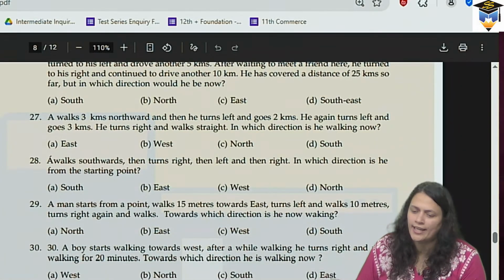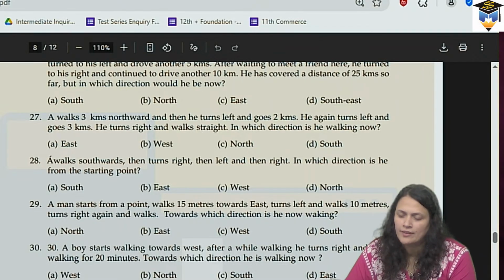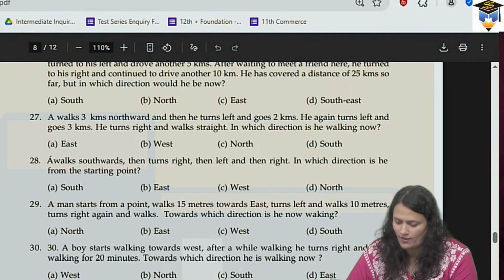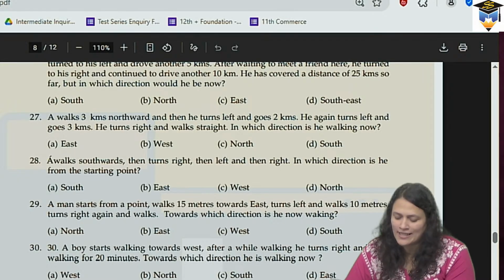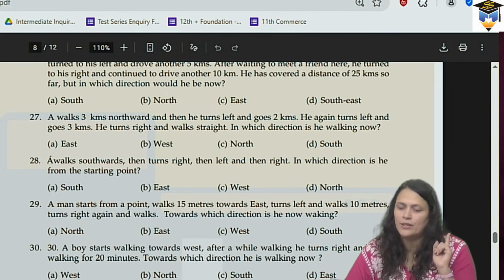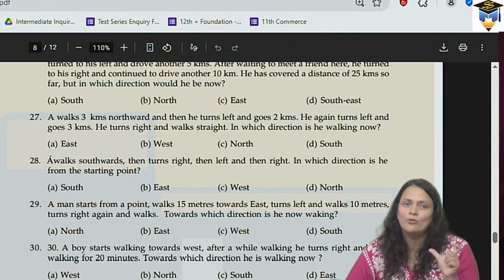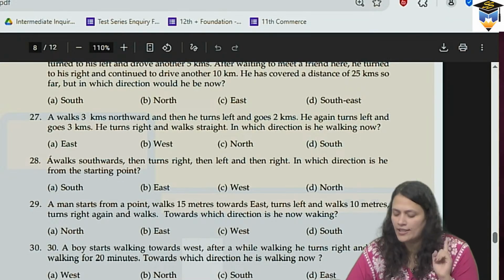Now let us go to 28. A walks southwards, then turns right, then left, and then right. In which direction is he from the starting point? Is the diagram drawn? Okay, first read sum number 28. Try to understand the meaning, then I'll explain.